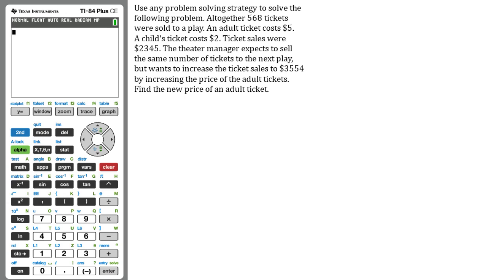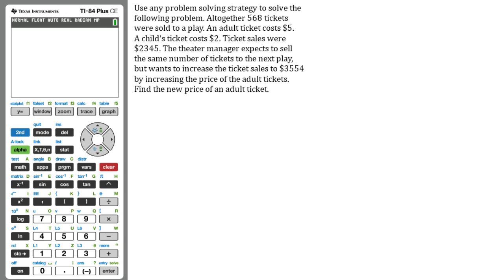Hold your applause. Okay. This is, again, kind of like the classic systems of equations problem, but with a twist, because at the end of it, they want you to do a little bit more calculation. But I guess the most relevant part to what we're learning now is the first part of this problem. So it says use any problem-solving strategy to solve the following problem.